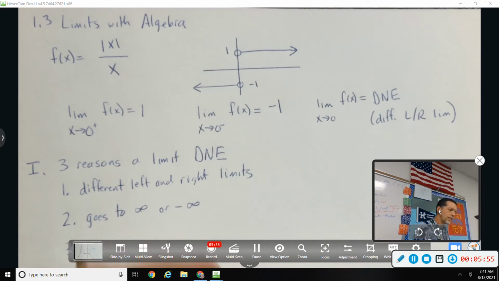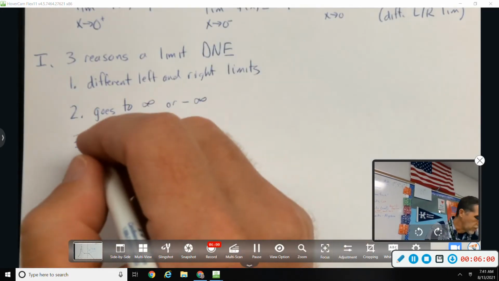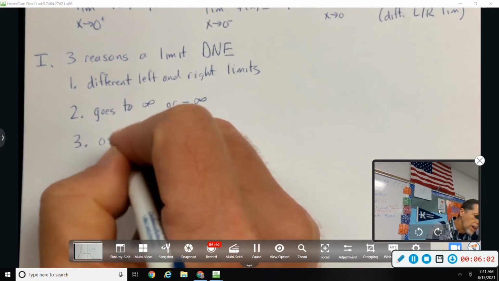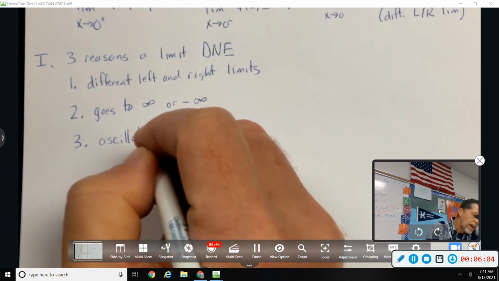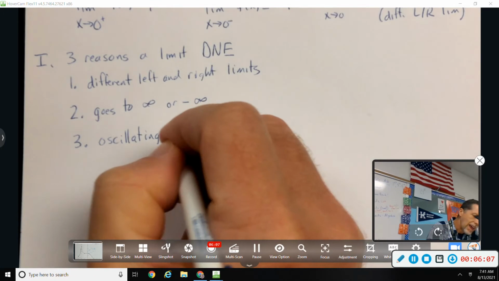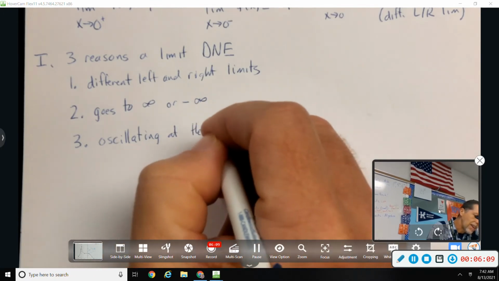And then lastly, we haven't seen this one, and this one's pretty rare, but it's the third one, so we need to know it. And that is if it's oscillating at the x value.